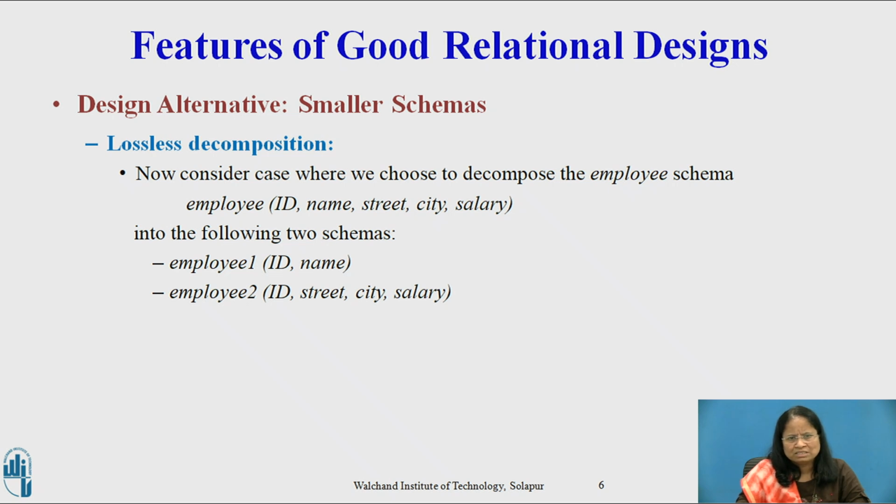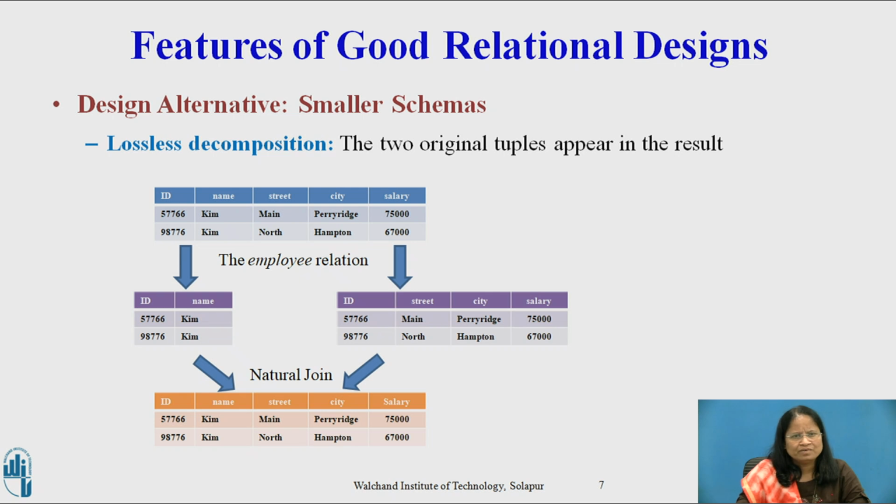Now consider a case where we choose to decompose the employee schema with the attributes ID, name, street, city, salary into the following two schemas: employee1 with ID and name, and employee2 with ID, street, city and salary. The figure shows these resulting tuples using the schemas resulting from the decomposition, and the result if we attempted to generate the original tuples using natural join. As we see in the figure, the two original tuples appear in the result of the natural join. This is a lossless decomposition.